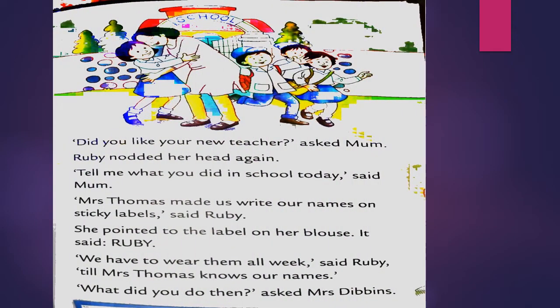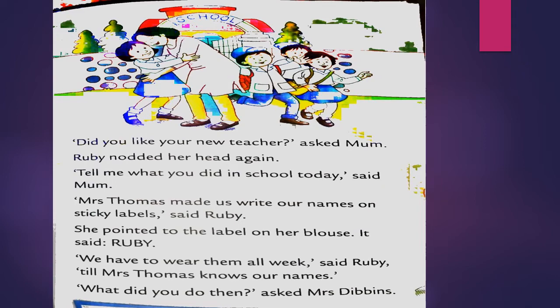Did you like your new teacher? Asked Mom. Ruby nodded her head again. Tell me what you did in school today, said Mom. Mrs. Thomas made us write our names on sticky labels, said Ruby. She pointed to the label on her blouse. Pointed means ishara karna. It said, Ruby, we have to wear them all week, said Ruby, till Mrs. Thomas knows our names. Knows means जानना. Knows our names means हमारे नाम जान जाएं.